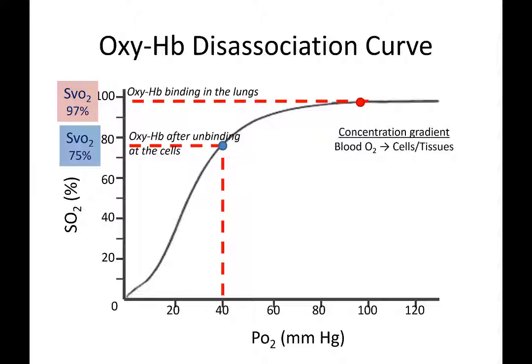Okay, we get down into the tissues. After we've unloaded at the level of the tissues, because there's a concentration gradient from the blood to the cells, we load it up at 100 millimeters of mercury in the arterial blood. We get to the cells, and we unload some of that oxygen because of the partial pressure gradient, where it's high in the blood and lower in the cell itself. This is the oxyhemoglobin after unloading, based only on the concentration gradient. That puts us at about 75% bound, so we still have 75% of the oxygen left on our hemoglobin.